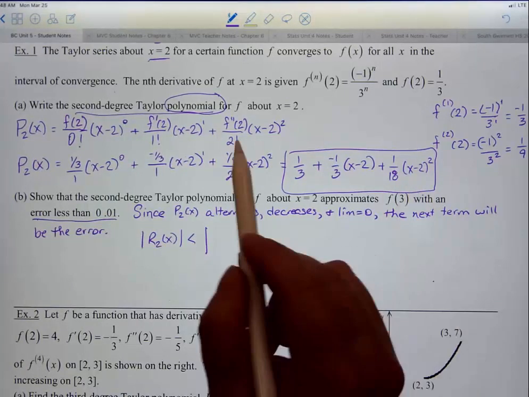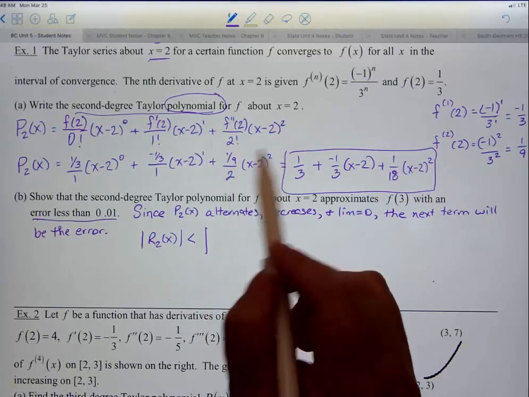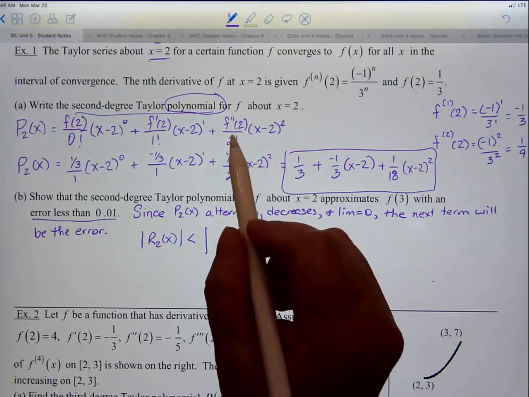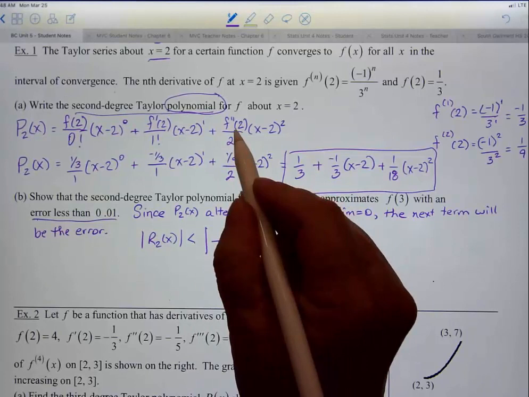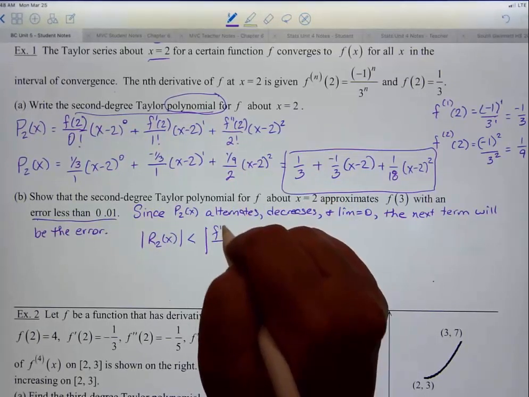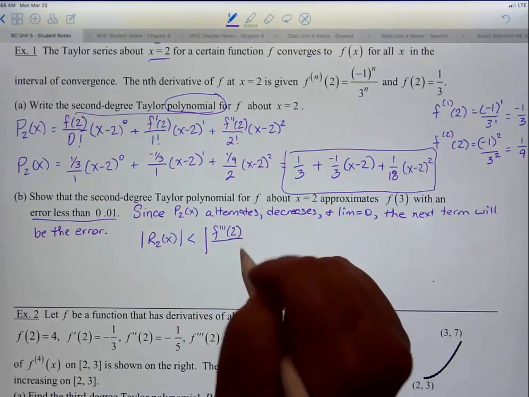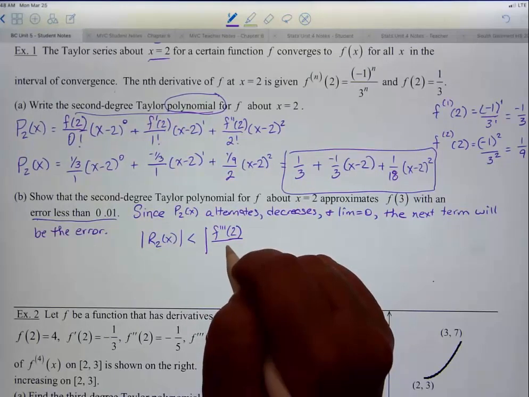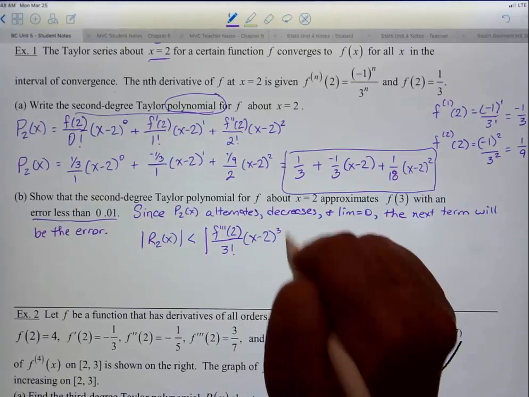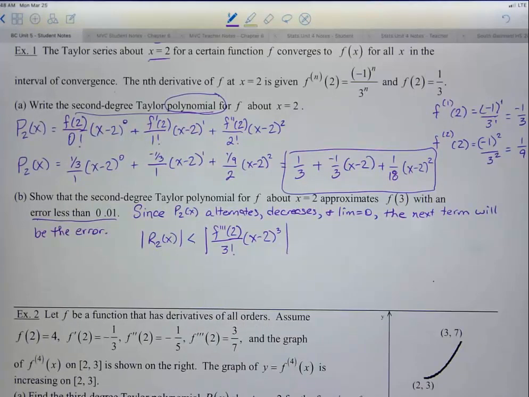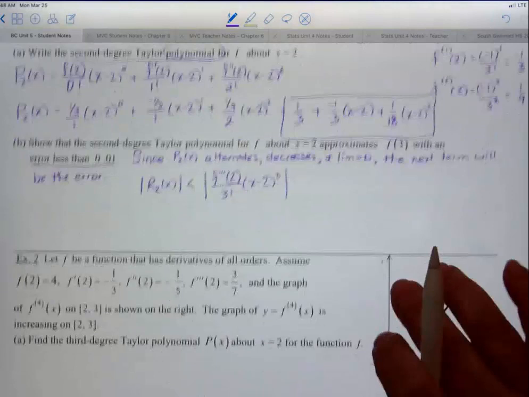Or actually, let's look up here at the formula. What would be the next term if I kept going? What would it be on top? F triple prime of 2 over which factorial? 3. And then x minus 2 to the third. That's the next term. So if it alternates, that's how we find the error. Just go to the next term. Complete the formula one more step.